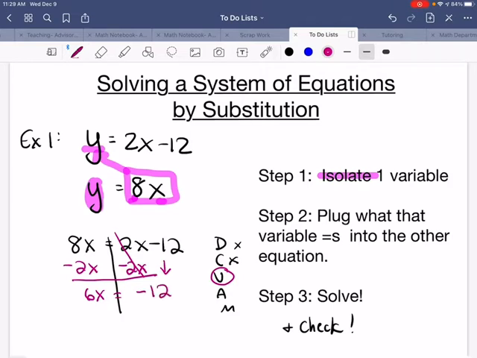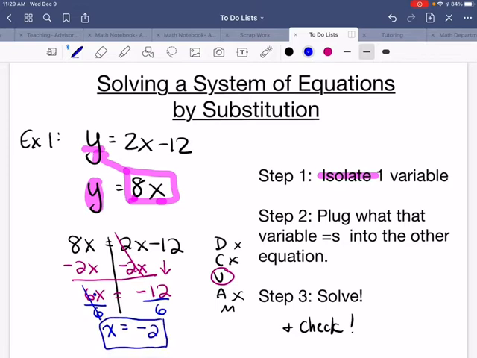Now I look for addition or subtraction, which I don't have any addition or subtraction, but multiplication or division I do have because there's a number in front of the x. So that's being multiplied by 6, I divide by 6. Whatever I do to one side, I do to the other. That cancels because they're opposites. X is equal to negative 2.